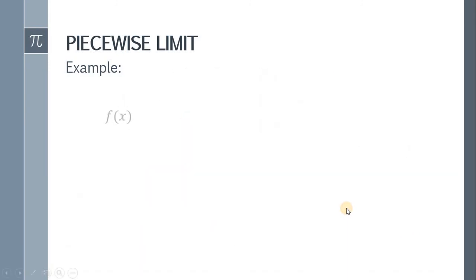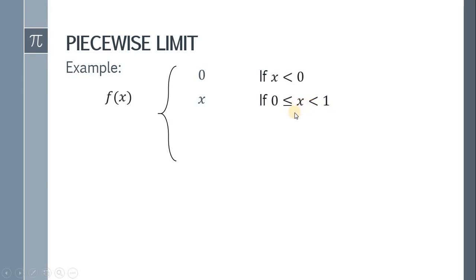Now, another example, we have f of x is equals to 0 if x is less than 0. F of x is equals to x if x is greater than or equal to 0 but less than 1. And f of x is equals to negative x squared plus 4x minus 2 if x is greater than or equal to 1 but less than 3. And the last one, f of x equals to 4 minus x if x is greater than or equal to 3. Now, pwedeng yung piecewise function natin ay higit sa 3, minsan pa nga 5 yan.